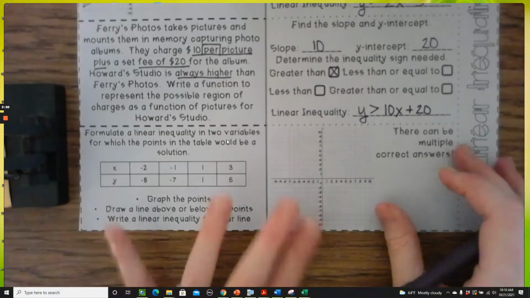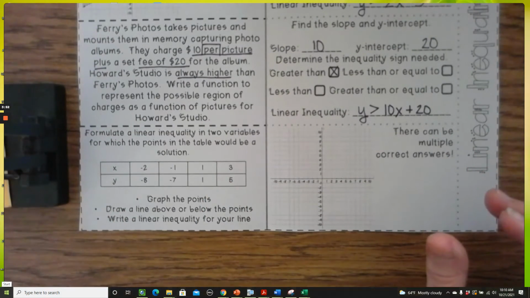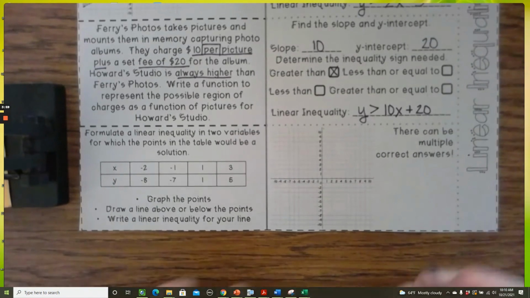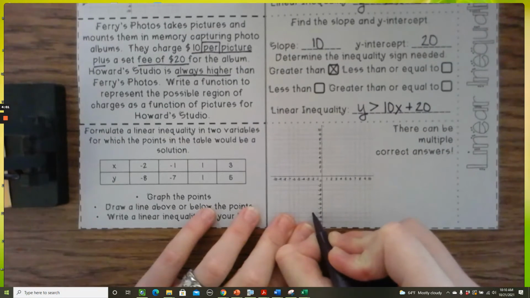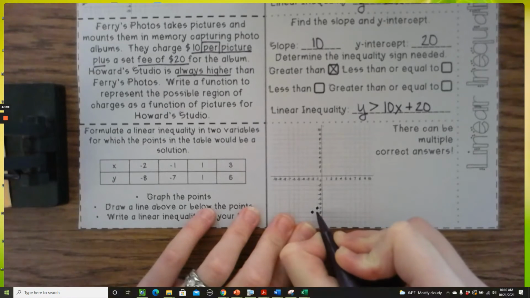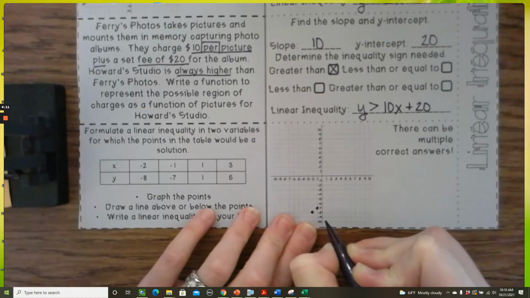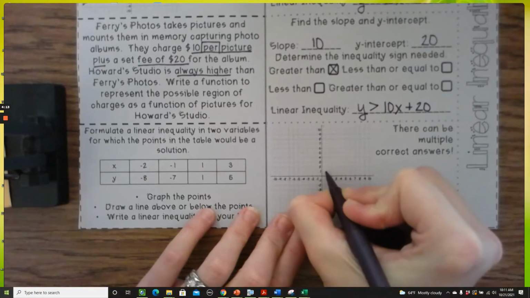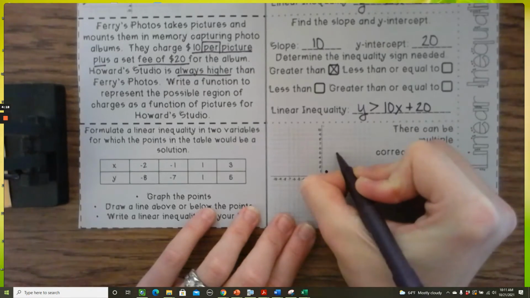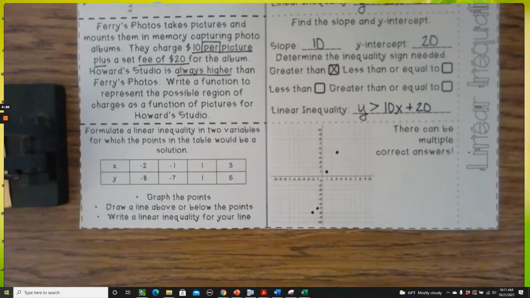All right, last one here, a table. It says formulate a linear inequality in two variables for which the points in the table would be a solution. So number one, we're going to graph these points. So -2, -8 is here. -1, -7 is here. And then 1, 1 is here. And then 3, 5. So what we have to do is write an inequality where these points would fall in the solution set.